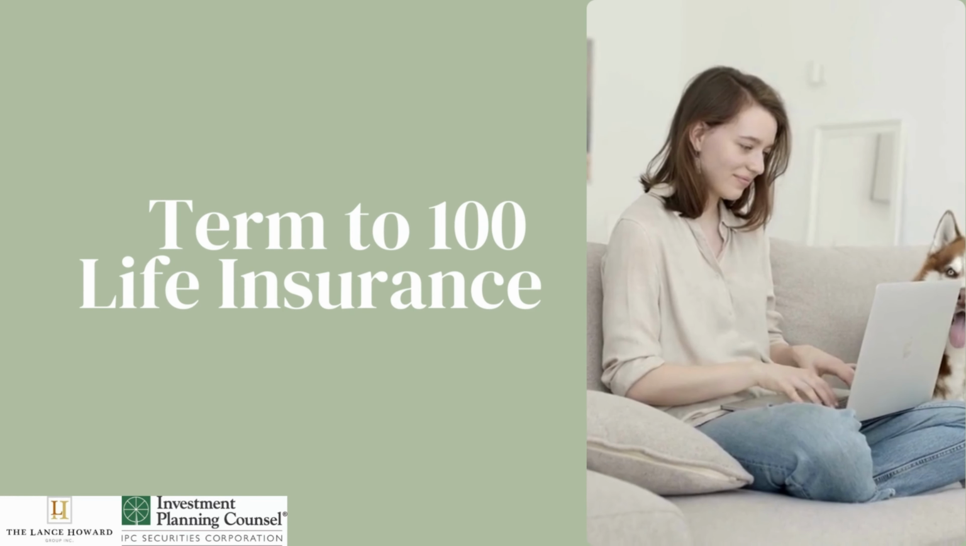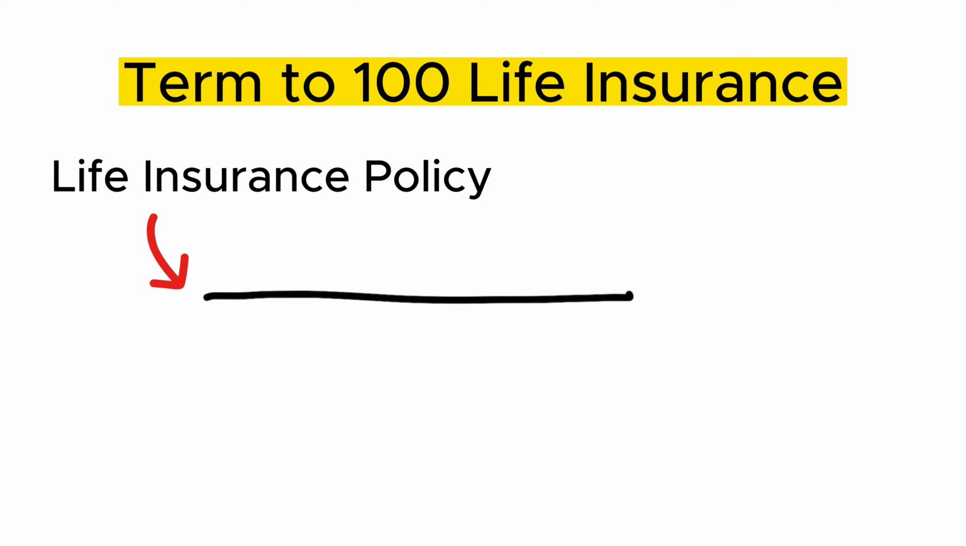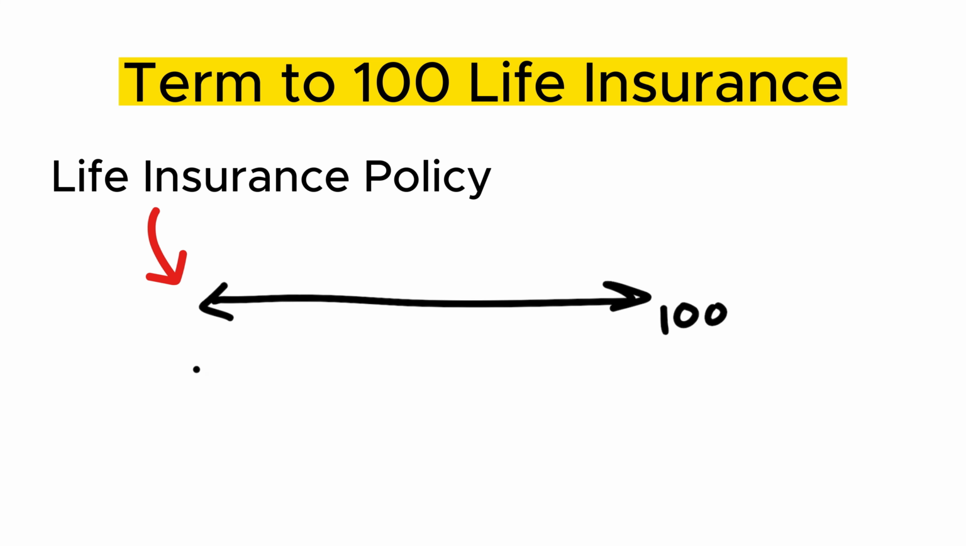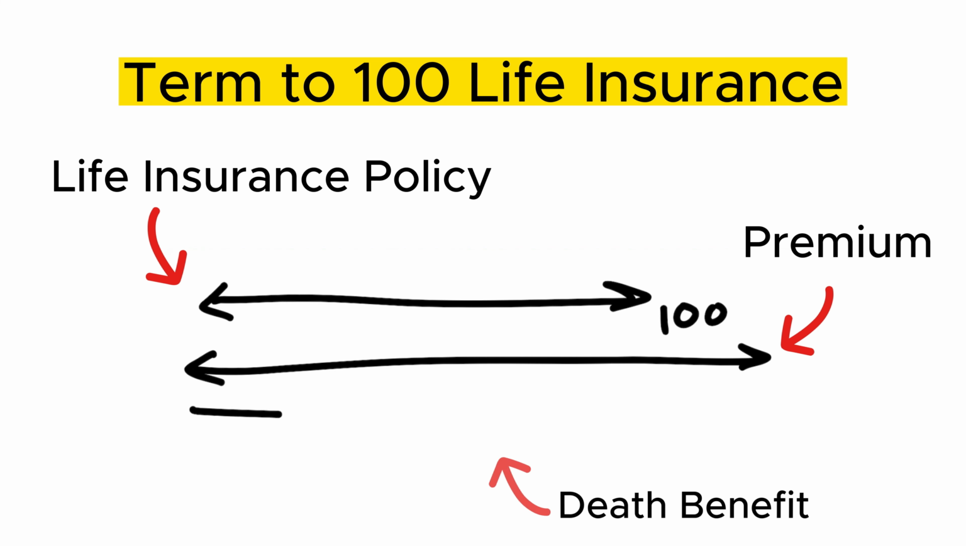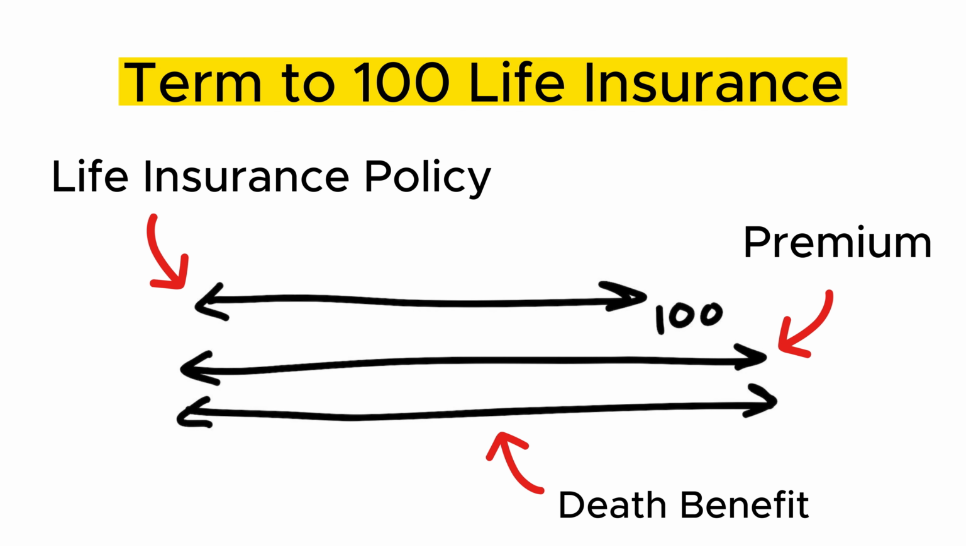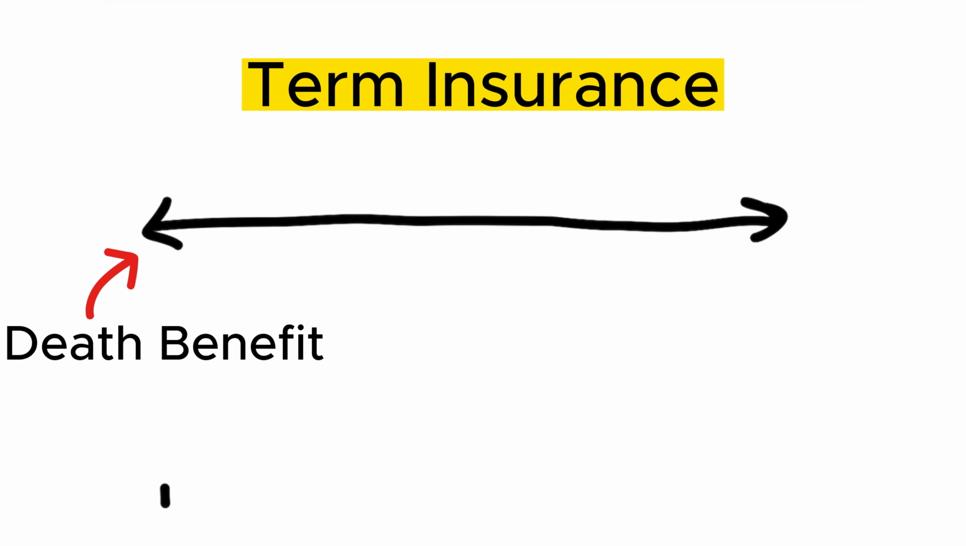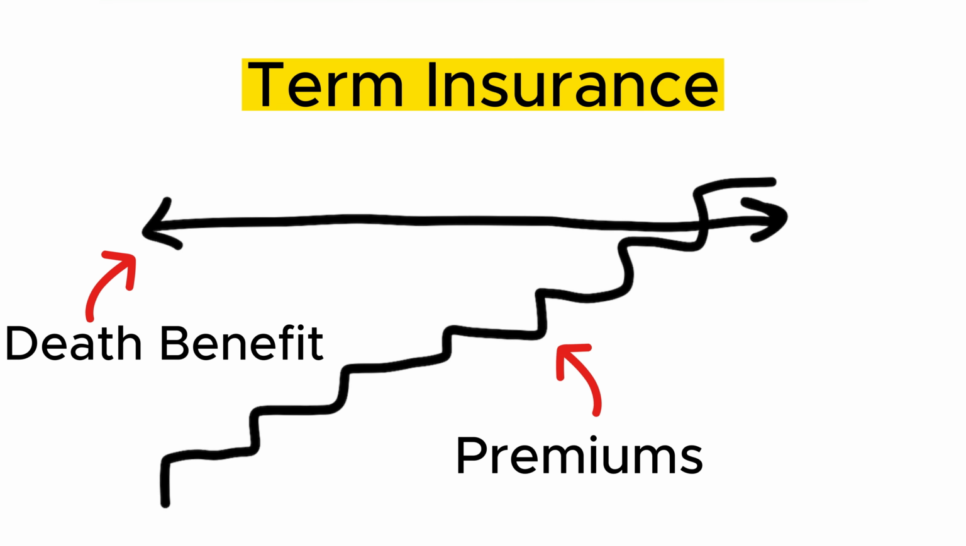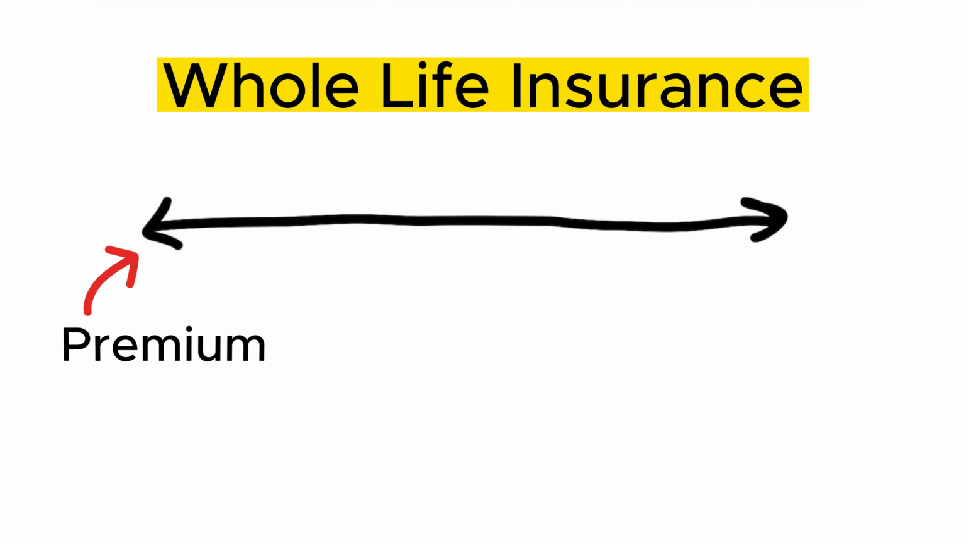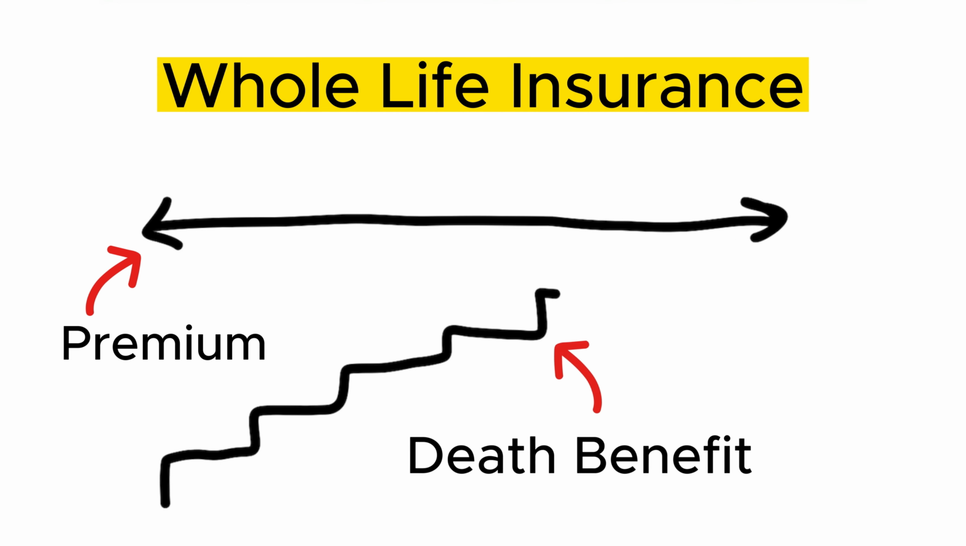There's a third type of life insurance, and it's called term to 100. It's a combination of term and whole life. It's a life insurance policy that goes to age 100. The premium is level and the death benefit is level. So in term insurance, the death benefit is level and the premiums increase. In whole life, the premium is level and the death benefit increases. So you can see how it's a combination of the two.